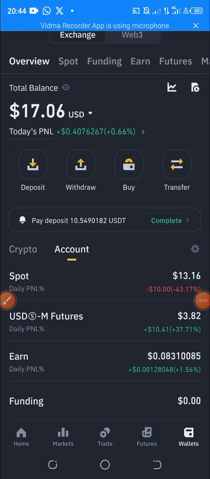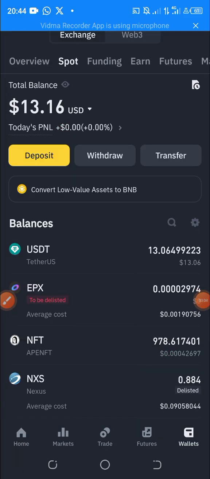Okay, hello guys. So briefly, I want to show you how to trade futures, how to buy, how to sell in futures trading. I have $13 in my spot wallet account. So the first thing I'm going to do is transfer this $13 to my futures account.